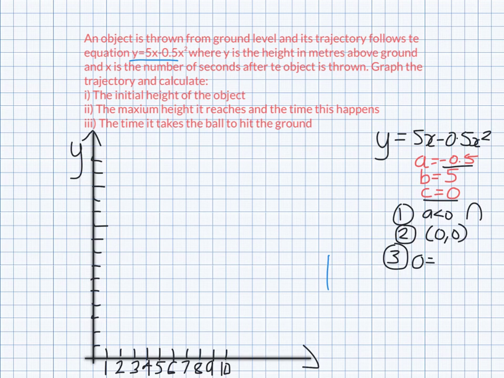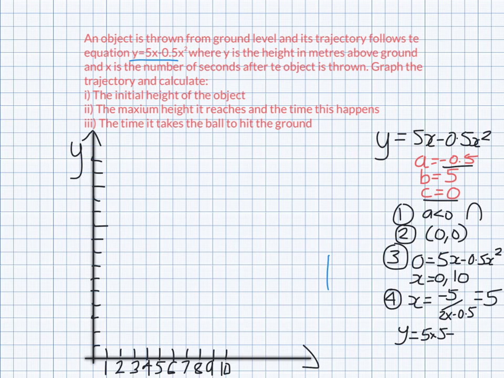Let's now find the x-intercepts. If I let y equal 0, I get this. You can choose to factorize or use the quadratic formula. In either case, you should get x equals 0 and x equals 10. They are the two x-intercepts. To find the turning point, it's minus b over 2 times a, which in this case is minus 5 over minus 1, which is positive 5. If x is 5, y will be 5 times x minus 0.5 times x squared, which is 12.5. So the turning point will be 5, 12.5. Let's plot all of these features.